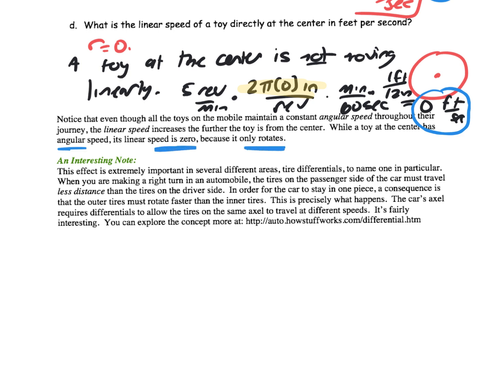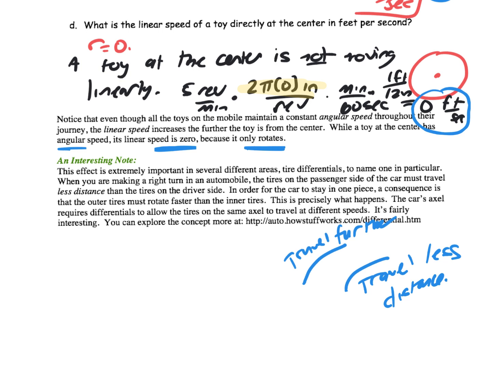Then an interesting note, this effect is extremely important in several different areas. Tire differentials, to name one in particular. When you're making a right turn in an automobile, the tires on the passenger side of the car must travel less distance than the tires on the driver's side. Right? So if we have a car that's turning, we have 2 sets of wheels. So if you're making a right turn, these outer tires travel further, and these travel less distance.